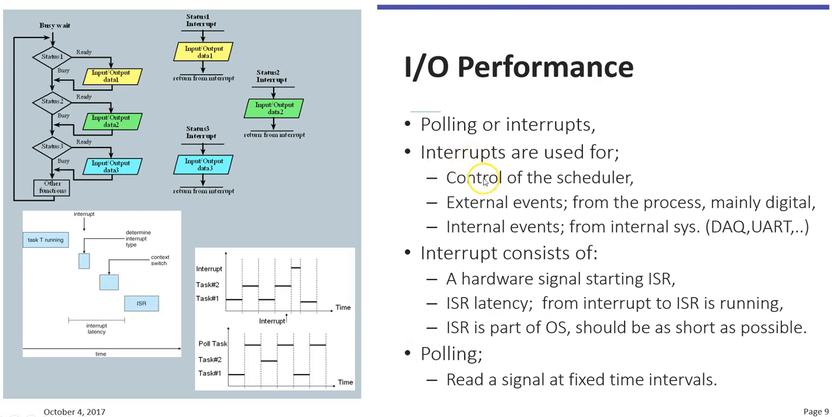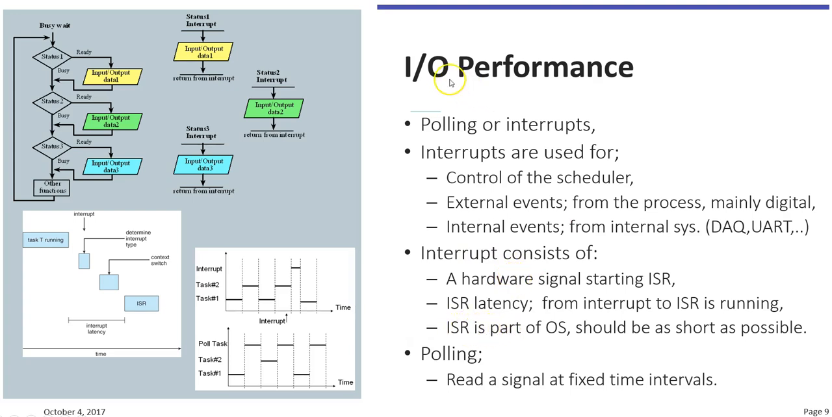So interrupts are controlled by the scheduler. You can have external events from the process. That's mainly digital signals, on-off signals, that are triggering some sort of interrupts. But as long as you have the highest priority for the scheduler, that means if you have a lower priority, they will not get in the way of the scheduler. You can also have internal events. For example, on microcontrollers, you can have A/D conversion and so on, also giving internal events. So the interrupt consists of a hardware signal starting some sort of interrupt service routine.